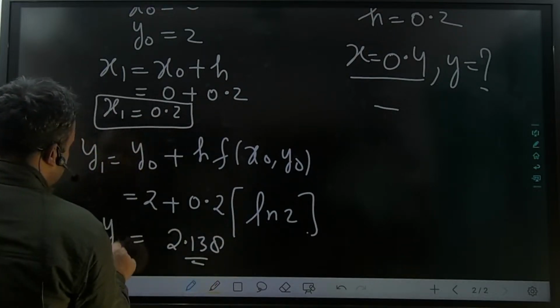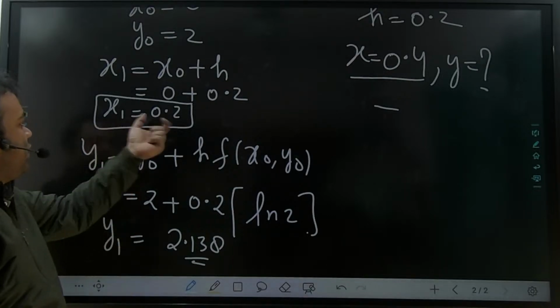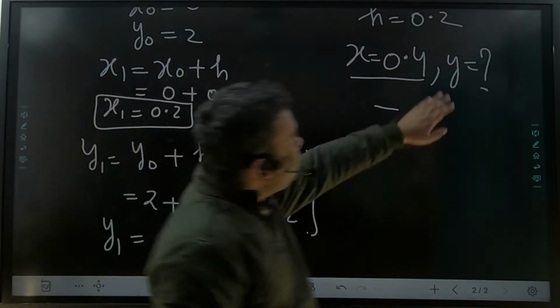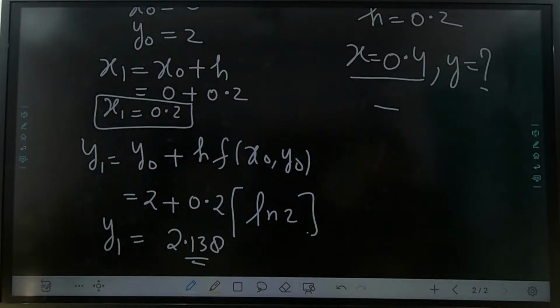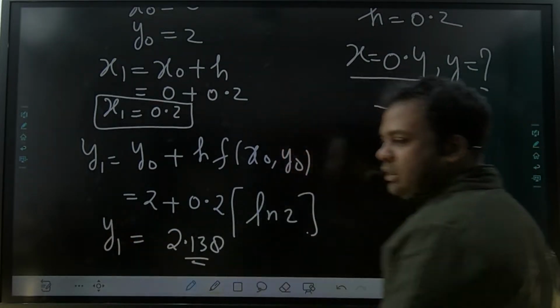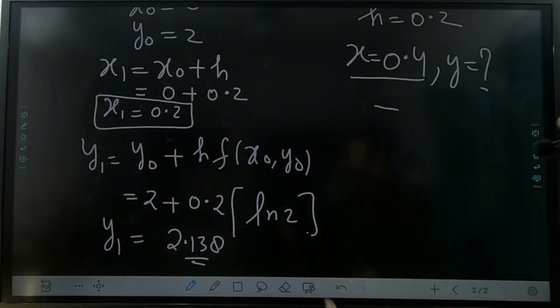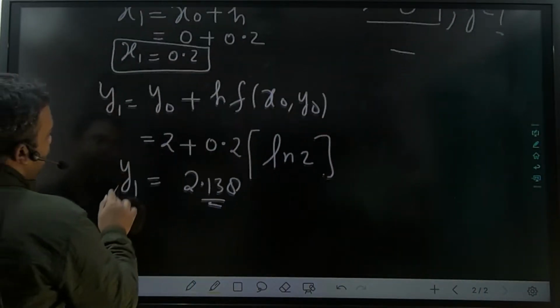That is your y1. But this is not my answer, because this y1 is coming when x1 is 0.2. I have to calculate y when x is equal to 0.4. So I have to move further. Next iteration I have to see. We have to see in which iteration I will get x is equal to 0.4. At that iteration, I have to calculate y. So this is not my answer, but this is needed for forward processing, right? As we're moving forward and forward, previous values will be required.